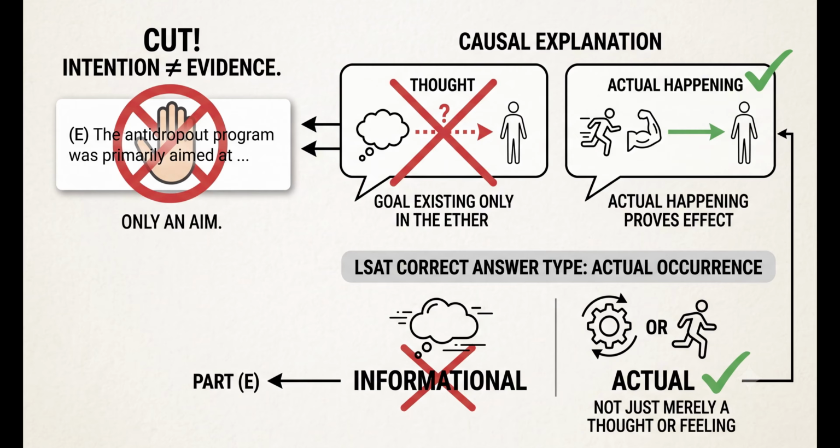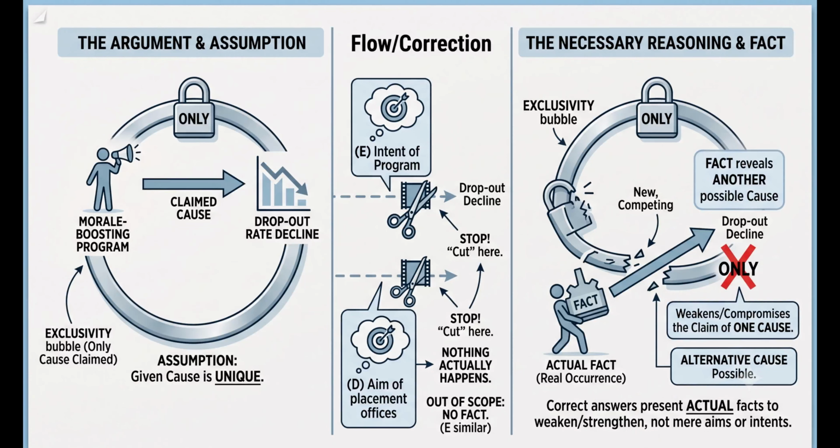Okay, let's move on to D. D. High schools in the city established placement officers to assist... Stop. You can cut here because nothing actually happens. Similar to E, D states the aim of a certain program meant to help graduates. But was the aim actually achieved? We don't know, so the scope is off in that we need an actual fact, something that actually happened that could help us determine if the morale-boosting program was really the only factor, per the assumption of exclusivity guiding every LSAT cause and effect reasoning behind the decline in dropout rate.